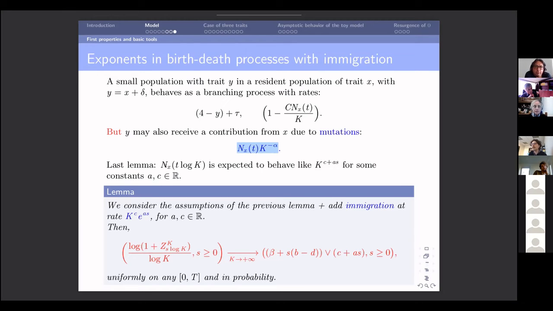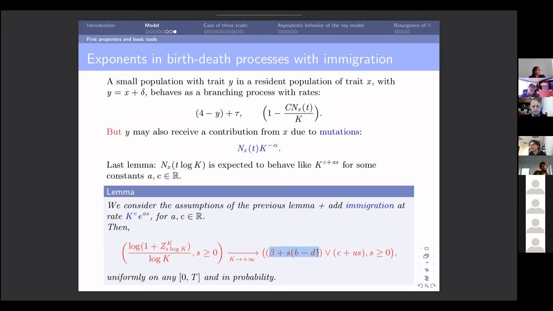Now, if I assume that n_x(t log K) looks like some K to the beta, and I plug that in, what I get is an immigration at some rate K to the constant, where the constant is c minus alpha plus a s. So this is exactly what is considered in this lemma. I take the same process as above and I add immigration at some rate K to some constant, and then e to some a times time s. And so in this case, you can prove a similar result as before.